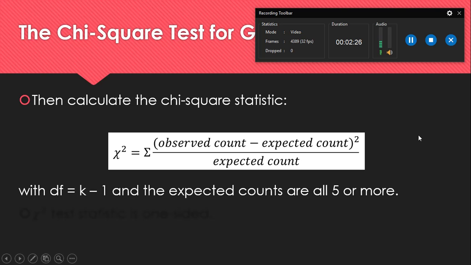We're still going to use degrees of freedom. In this case, it's k minus 1. So if there were 10 different colors of M&Ms in the bag, we would do 10 minus 1. And we want all of our expected counts to be at least 5 or more.